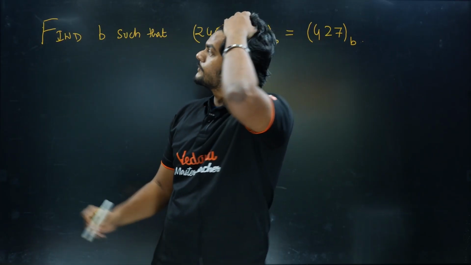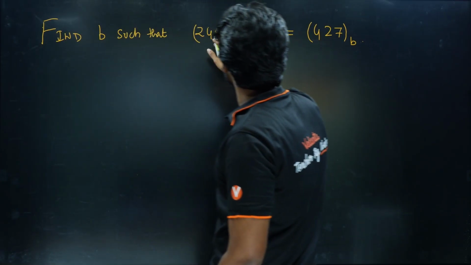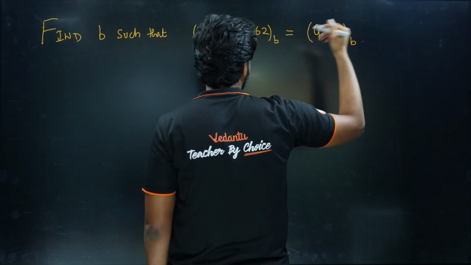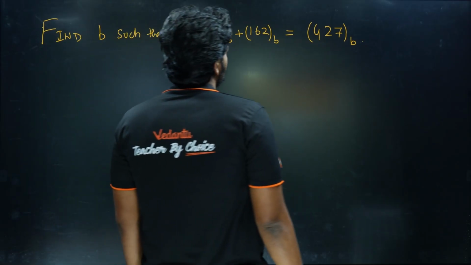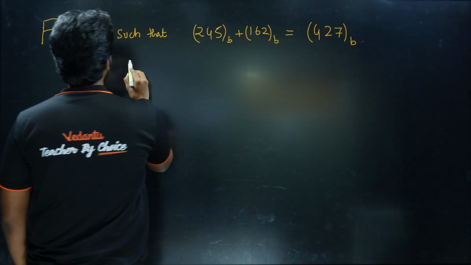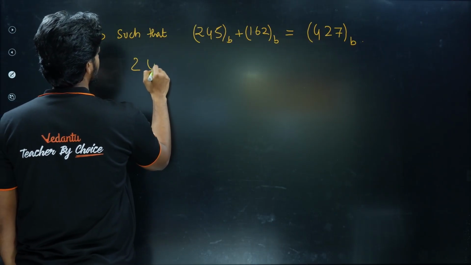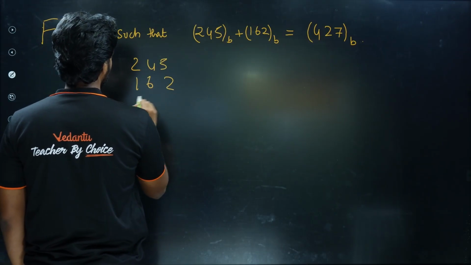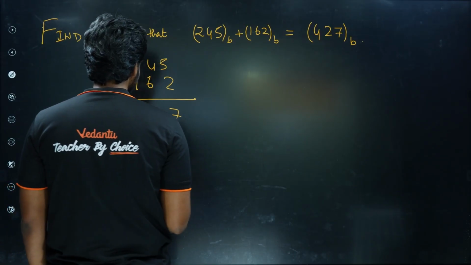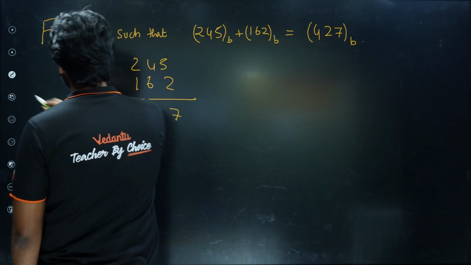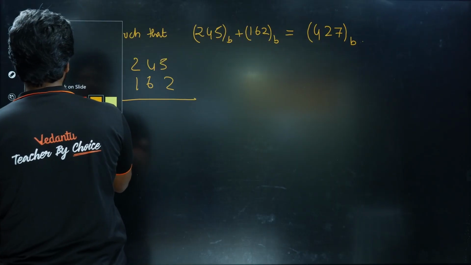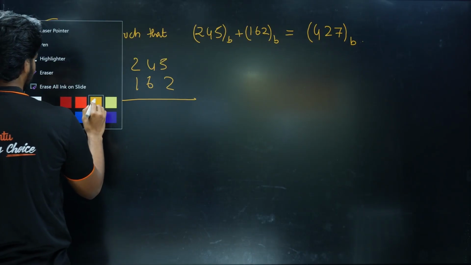Okay, so find b such that 245 base b plus 162 base b is equal to 427 base b. I'll give you the first intuitive method. We are adding 245 and 162 to get 427. Now let's write down 427.